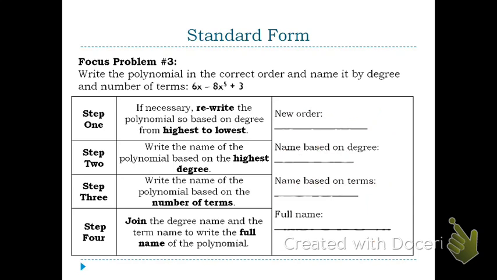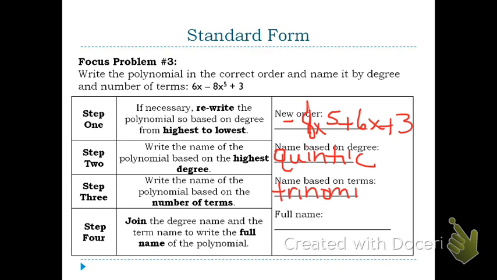Last example. Write it in order. Negative 8x to the fifth plus 6x plus 3. Make sure you use those plus and minus signs you did there on yours. The name based on the degree is to the 5th. Remember the lady had 5 babies, so it's quintic. And there's 3 terms, so it's called a trinomial. So the full name is quintic trinomial.